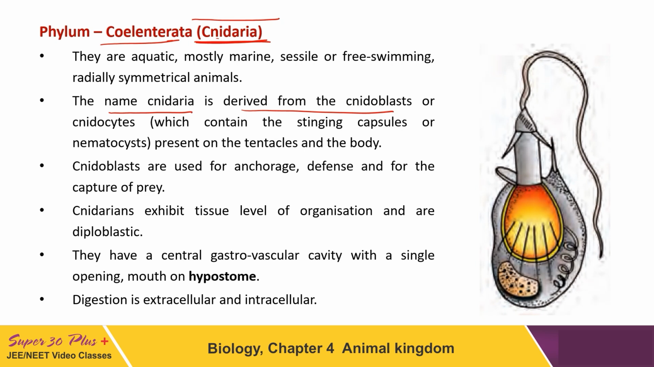This is the cnidocyte, which contains a stinging capsule. This stinging capsule will come out and carry out different functions; different types of nematocysts are there. The stinging capsule is also known as a nematocyst. It is present on the tentacles of the body, and different types of cnidoblasts are there. Cnidoblasts may help in anchorage, fixation, defense, and also for capture of prey.